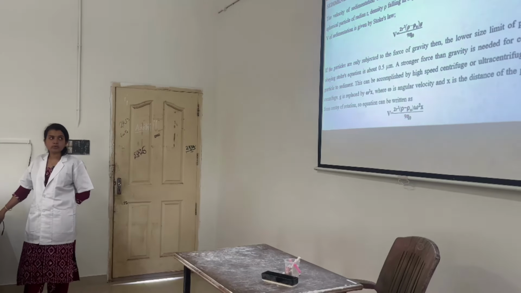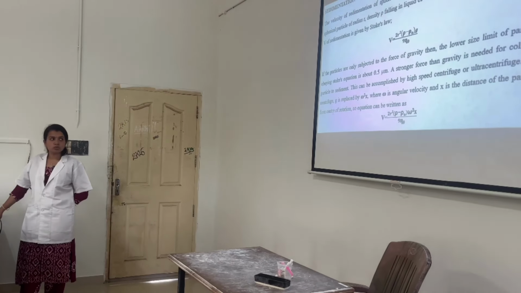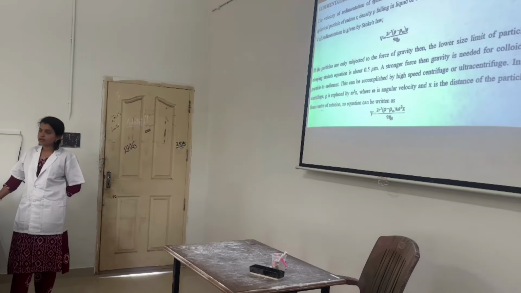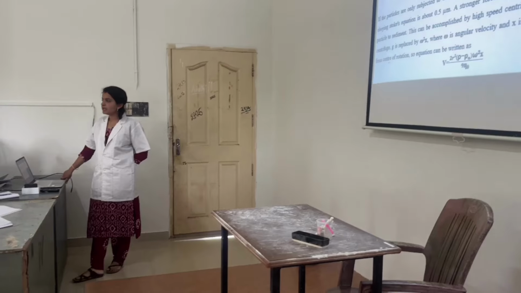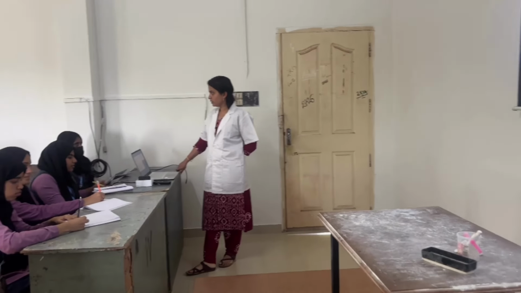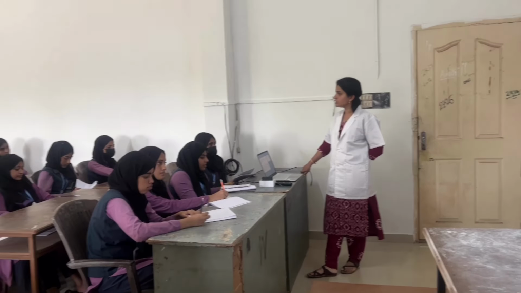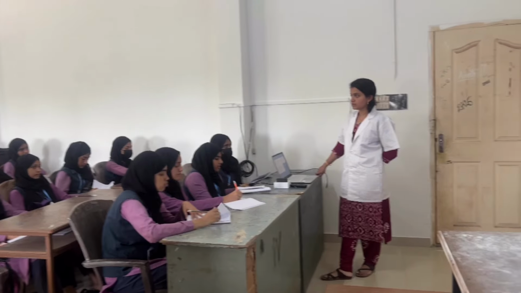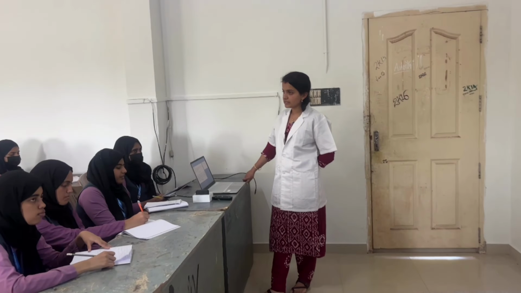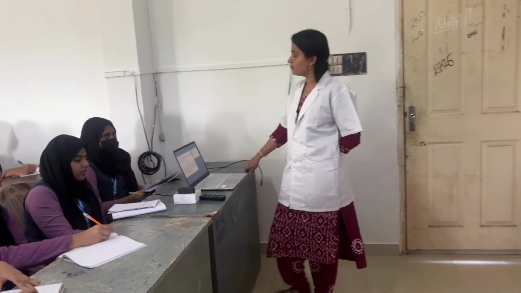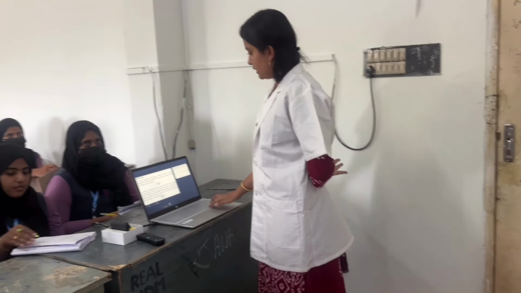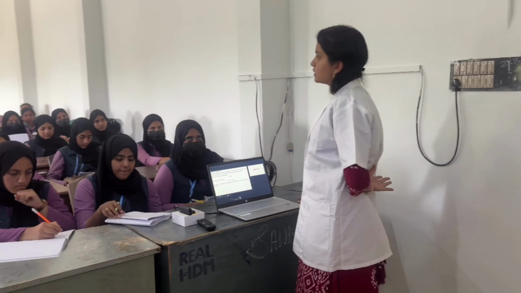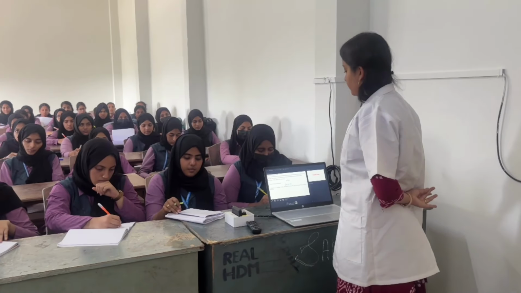So, how can we change the equation? V is equal to 2r square into rho minus rho 0 into omega square x divided by 9 eta 0. Okay, why did we change the equation? Because we are studying about colloidal particles. There is no sedimentation due to gravity, so we have to apply an external force. So that is sedimentation. And last kinetic property is osmotic pressure.